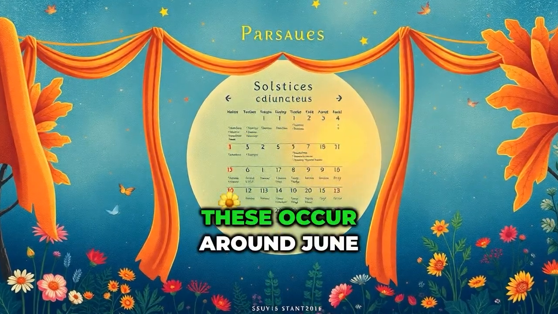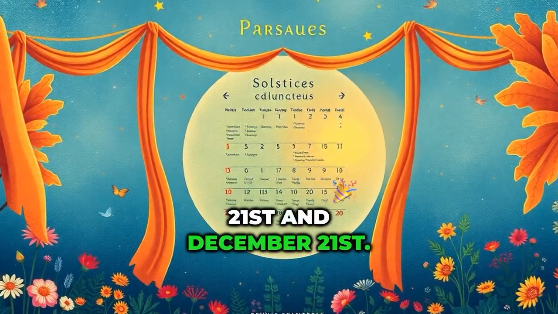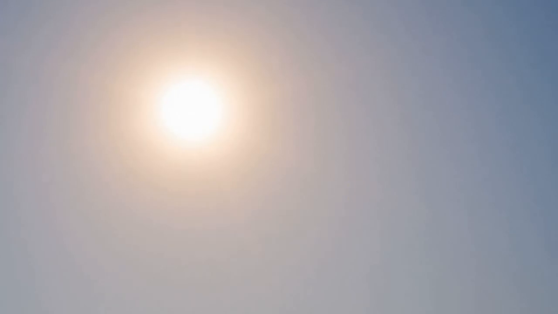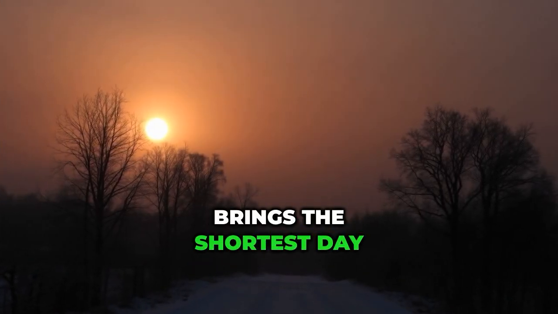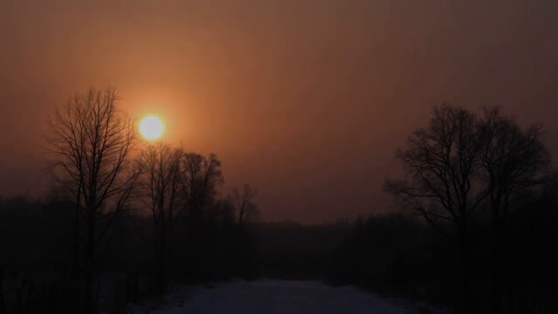Solstices. These occur around June 21st and December 21st. The summer solstice marks the longest day of the year and the onset of summer, whereas the winter solstice brings the shortest day and the commencement of winter.